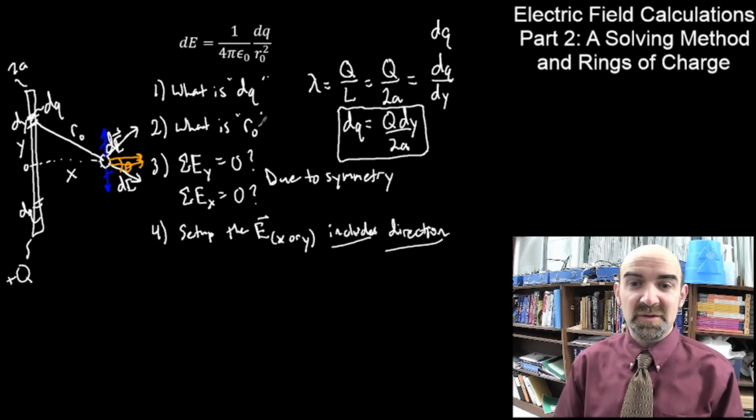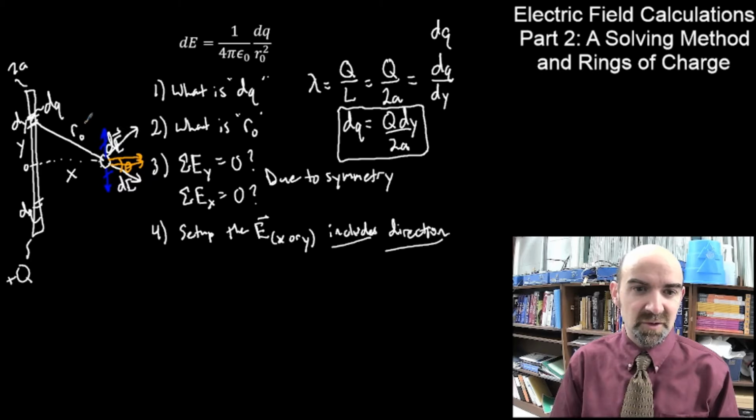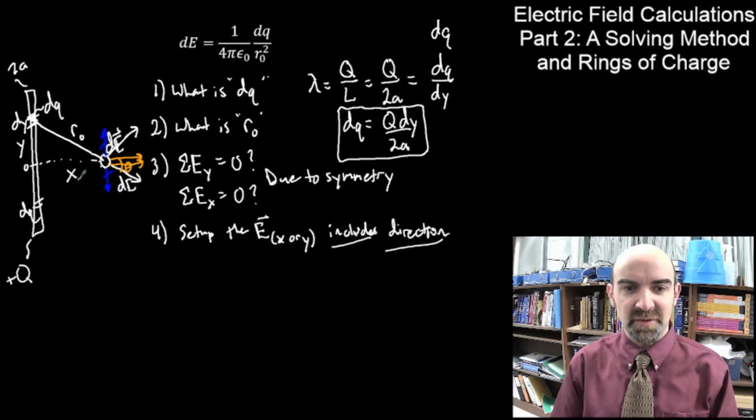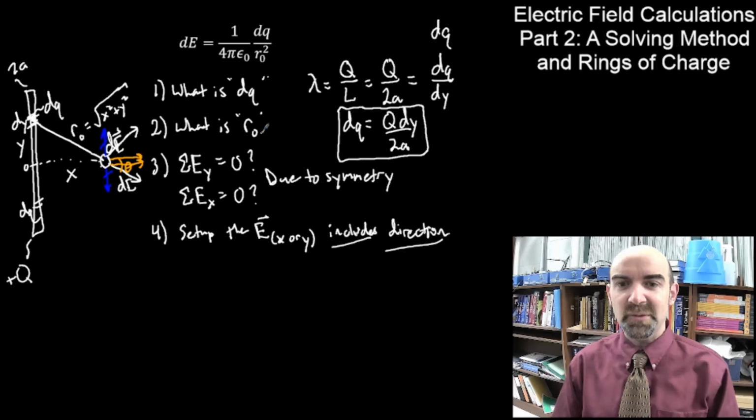And next, what is r0? R0 over here, that's just the distance between dq and the point where we're trying to determine the electric field. So using the other dimensions, we got an x and a y there. That means the r0 is the square root of x squared plus y squared. That was a little bit easier to determine than dq. Right, so we have those two pieces.